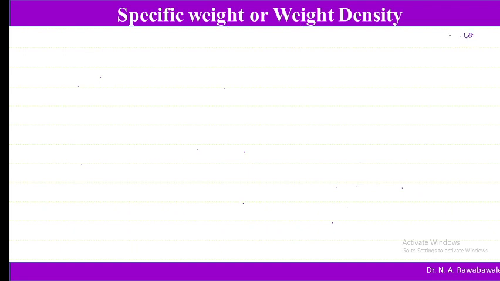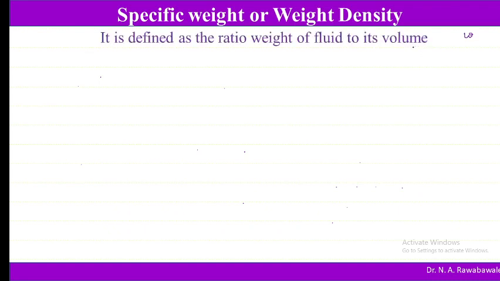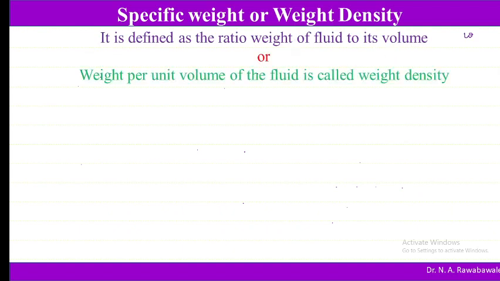So it is nothing but the ratio of weight of the fluid to its volume. We can say it is defined as the ratio of weight of fluid to its volume, or it is nothing but weight per unit volume of fluid, which is called weight density. So if there is a certain fluid in a container, and if we know its weight W and its volume V, then W divided by V is known as the weight density.